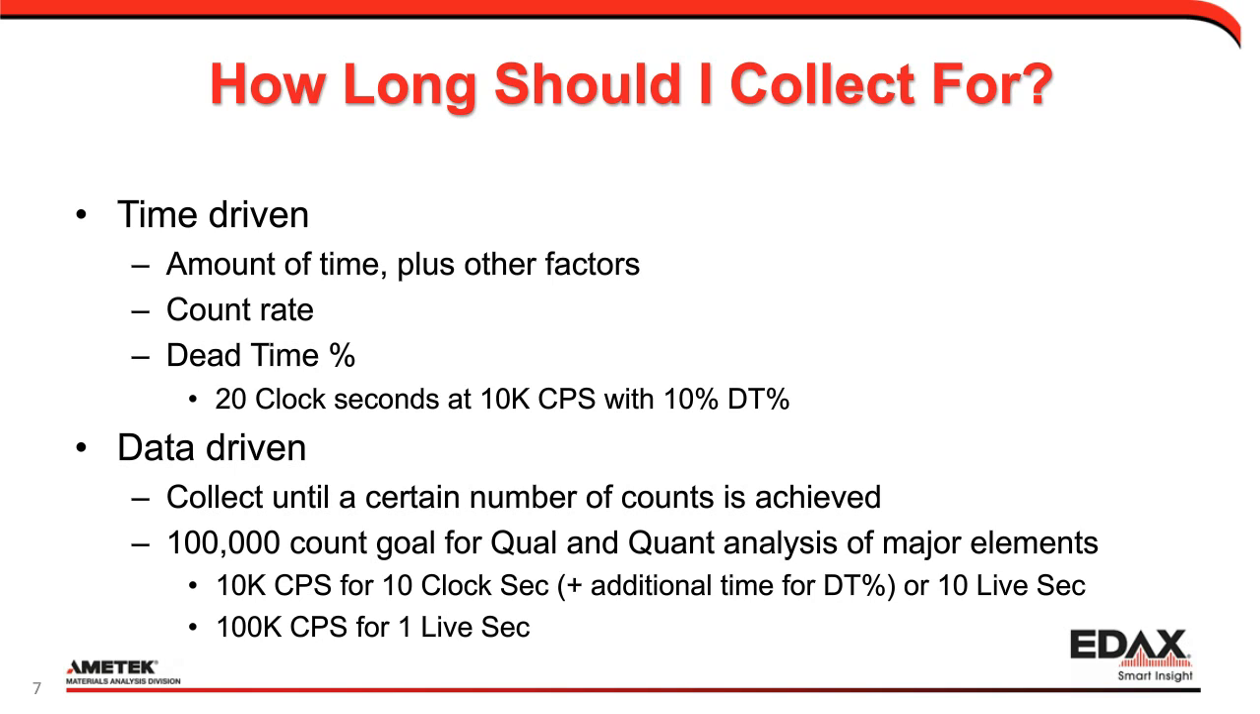So in a time-driven approach, nowadays with silicon drift detectors, we collect much more quickly, but we still say something like, I would suggest you collect for 20 clock seconds, and that's when your count rate is about 10,000 counts per second, and you have about 10% dead time. And that means it's really not just quoting the amount of time, but the amount of time and other supporting conditions to make sure that all factors are considered.